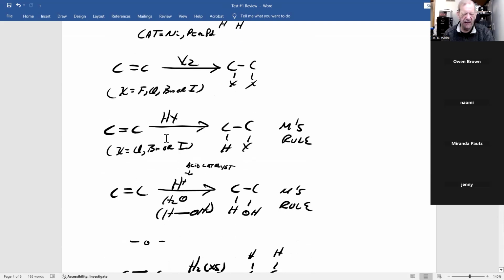You break the pi bond. One carbon gets H, the other gets X, and it follows Markovnikov's rule. I abbreviate it M because I always spelled his name wrong and had to look it up, and that wasted a lot of class time. So I just put down M's rule, but I do honor his great work, which it is, by saying his name. So how does this work?